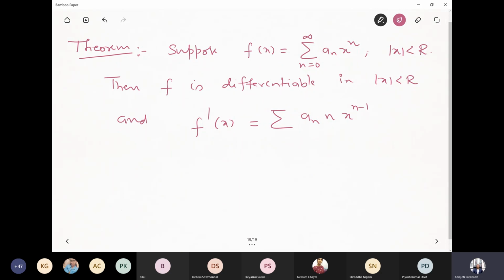So we can see here for n equals 0, it becomes 0, because in the series also it is a naught. A naught is a constant, so the derivative of that is 0. So you can write this from n equals 1 to infinity. And the validity of the series is also going to be mod x less than r. So there are two things that we are saying here. That is, the power series is differentiable, and moreover, I can write the derivative of the power series by differentiating the series term by term.